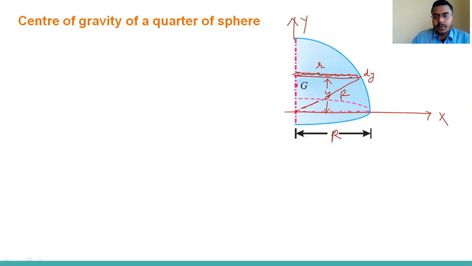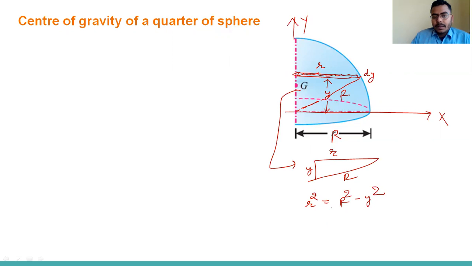So by using the Pythagoras theorem, we can write from here: this is y, this is r, this is capital R. So r square is equal to capital R square minus y square. Okay. Now we can write for dv. What is dv? That will be area into dy.